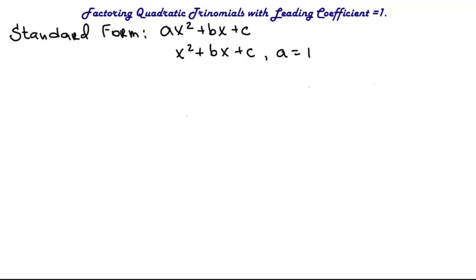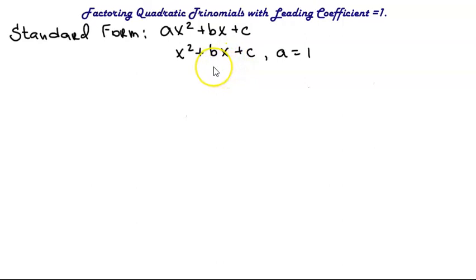In this section, I will go over factoring quadratic trinomials with the leading coefficient equals 1. As you remember, the standard form of a quadratic trinomial is ax squared plus bx plus c, where a, b, and c are numbers and x is a variable. Now, if the leading coefficient a equals 1, then your quadratic trinomial will turn into its simplest form, which is x squared plus bx plus c.